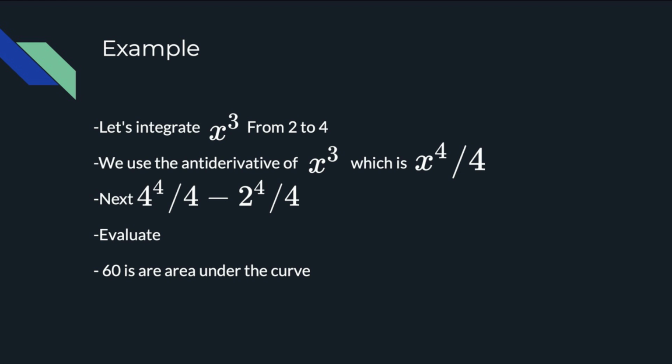And you'll notice that 4 to the 4th over 4 is just going to be 4 to the 3rd, minus 2 to the 4th over 4, which is going to be 16 over 4. Simplify, and you get 60 as your area under the curve.